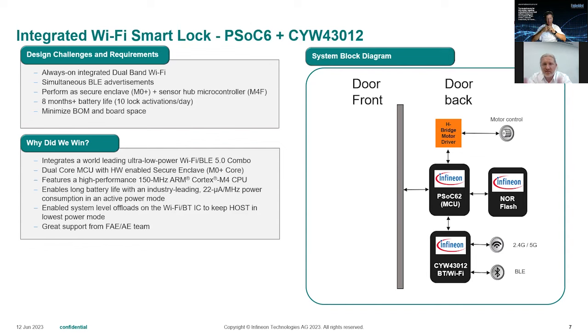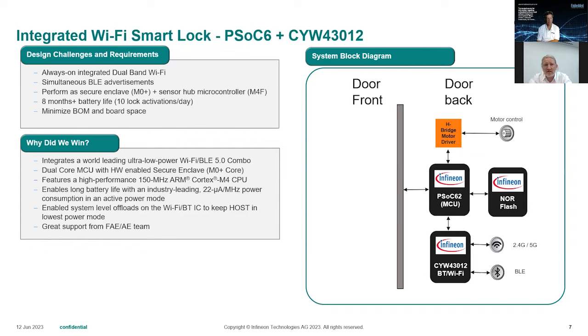And what were their asks? What were their design challenges and requirements? Of course, they wanted always-on dual band Wi-Fi. They wanted to be able to simultaneously advertise. This was a lock that was made to be Apple compatible. And then they wanted a secure micro where you could handle the lock and unlock operation, but that was physically isolated from the M4, the sensor hub that would be doing all of the sensor integration. Their desire was 8+ months battery life with 10 lock activations a day.